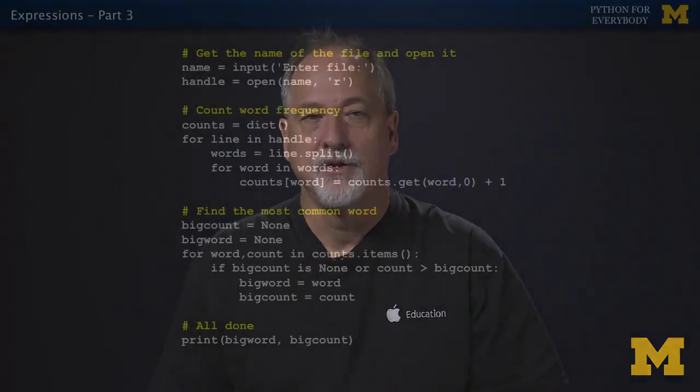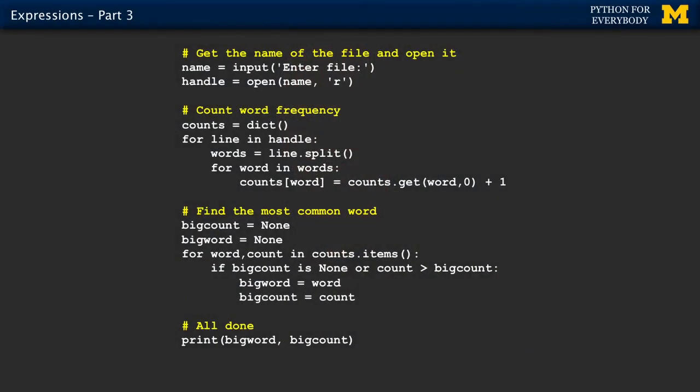So here is our word frequency program that we keep coming back to. What I've added here is 4 comments. I've added comments that basically help us understand what's going on. And remember, I call these like paragraphs. Our first paragraph has human-readable text: get the name of the file and open it. That's what's going to happen in the next 2 lines.